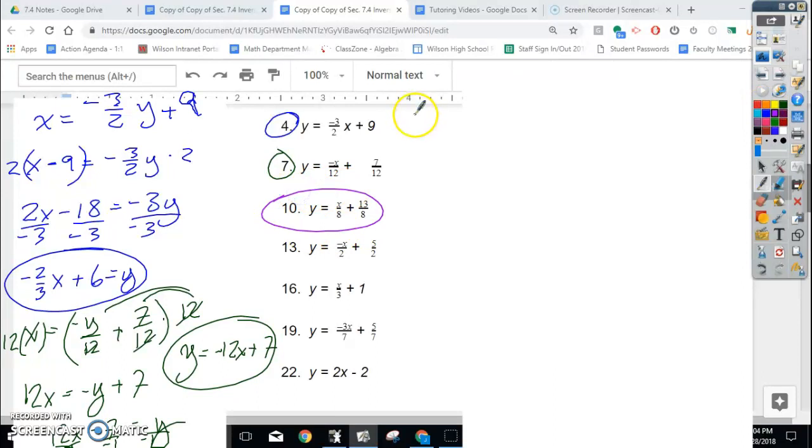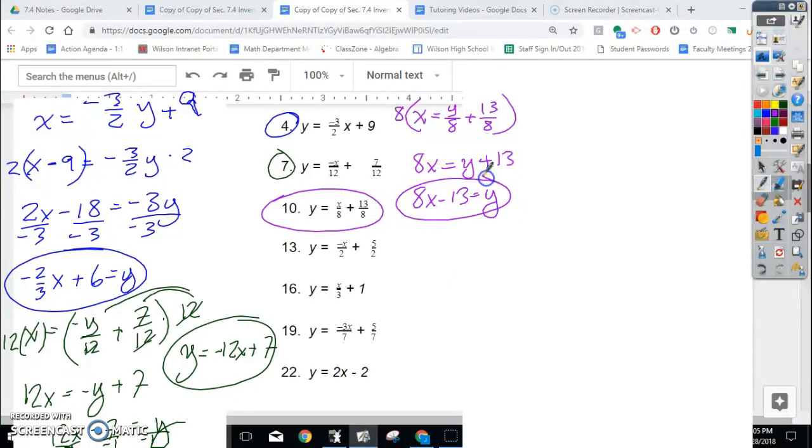All right, let's go to 10. Right here. So I'm going to have x equals y over 8 plus 13/8. I'm going to do the tactic of multiplying everything by 8. So this is 8x equals y plus 13 because these 8's cancel out. I'm going to subtract my 13 over, and that's it.